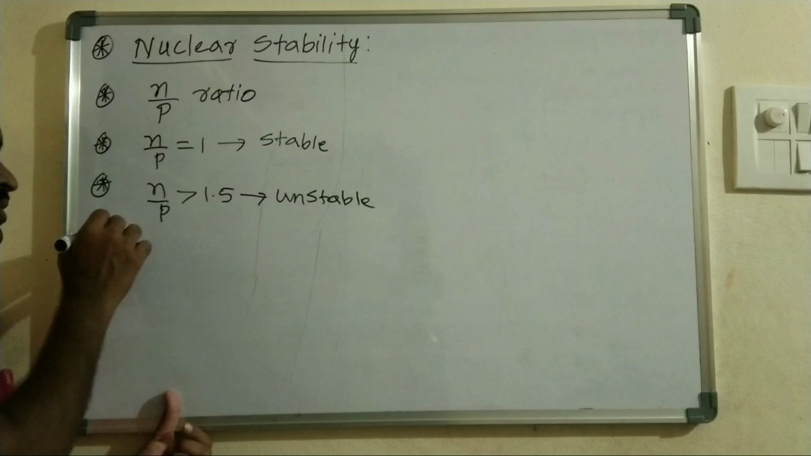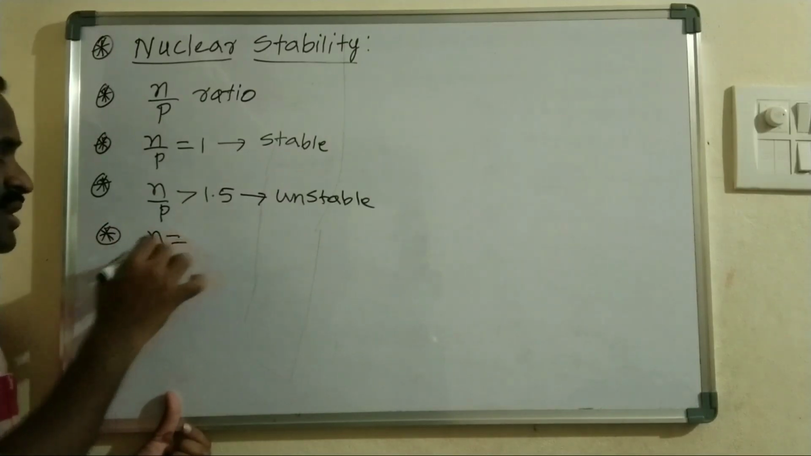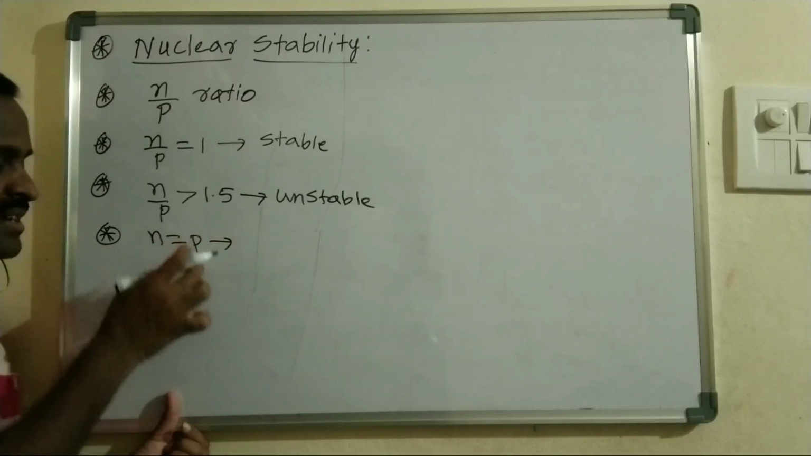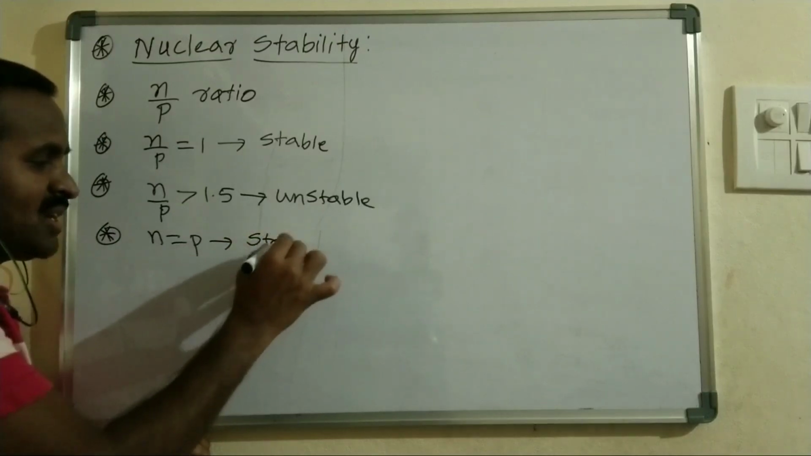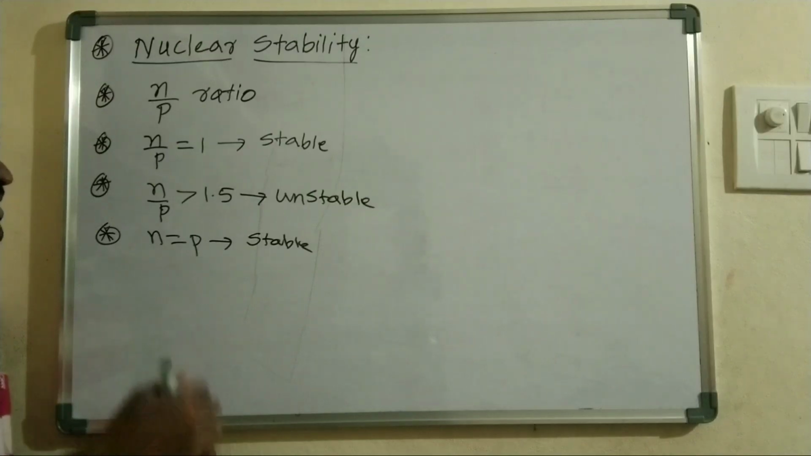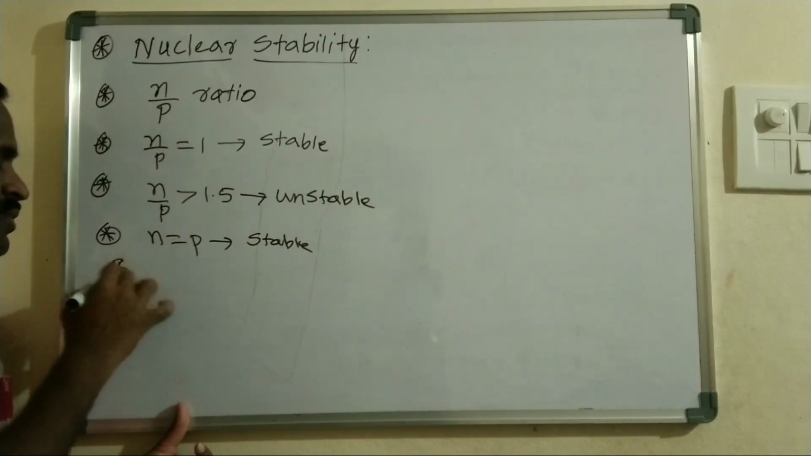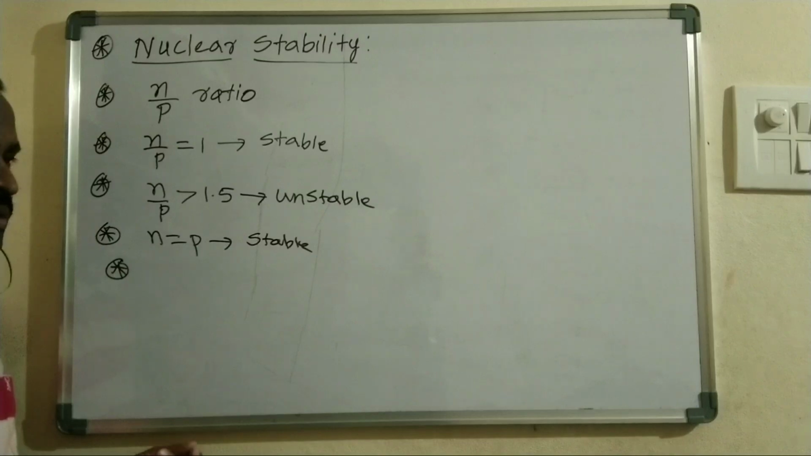Alright. So the atoms of an element which has the number of neutrons equal to the number of protons are going to be stable in nature. Or we can say that the atoms of an element whose n by p ratio value is nearly equal to 1 are going to be more stable, right?